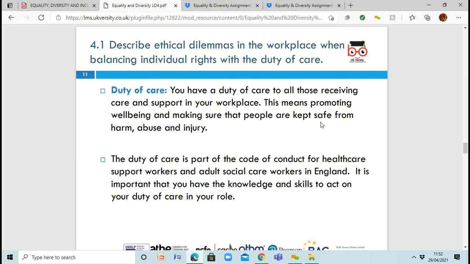Now, duty of care is part of the code of conduct for healthcare workers. So it's important that you have knowledge and skills to act on your duty of care in your role. So you need to be aware of what it is that you're meant to do so you can actually do it.